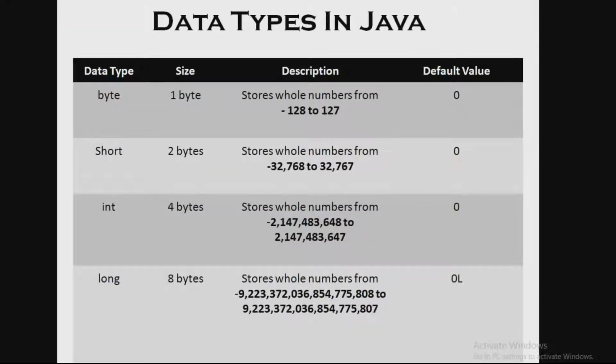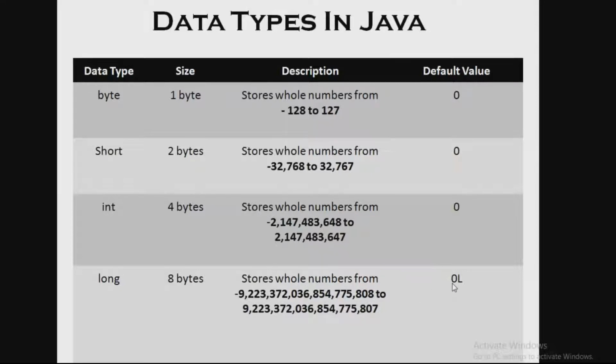Here the byte type has a size of 1 byte, and it has a range from -128 to 127. The default value will be 0. For short we have 2 bytes of size, and the range will be -32,768 to 32,767, and the default value will be 0. For int we have 4 bytes and the range is given here. Then the default value will be 0. For long the size is 8 bytes and the range is shown here, and the default value will be 0L.